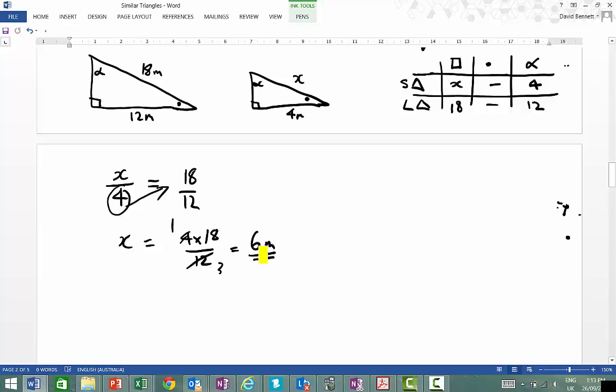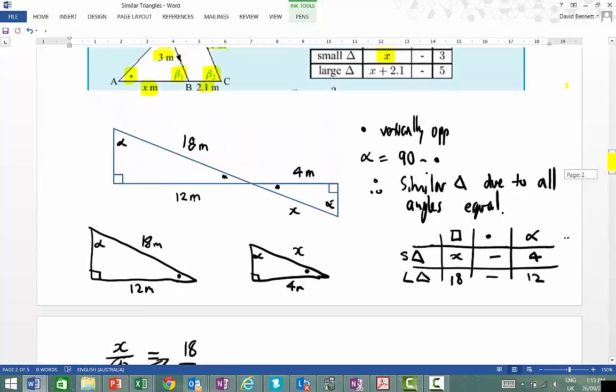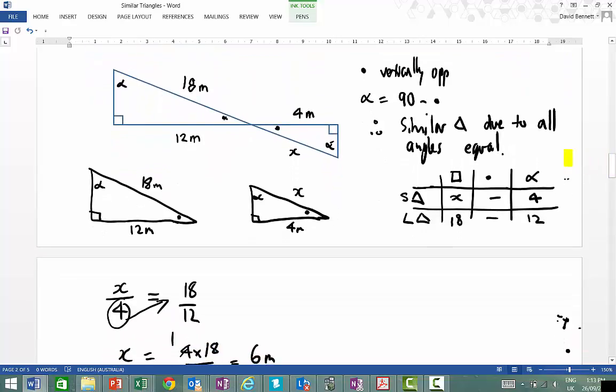Alright, so the techniques that you're going to use: first of all, you have to prove it's a similar triangle. Then you need to identify the angles and the sides in the triangles that correspond to each other, either by drawing them in the same orientation or using your little table over there. Now, either technique is fine.